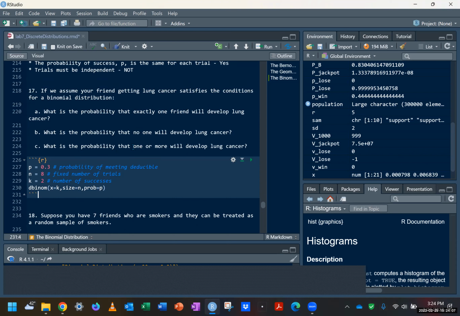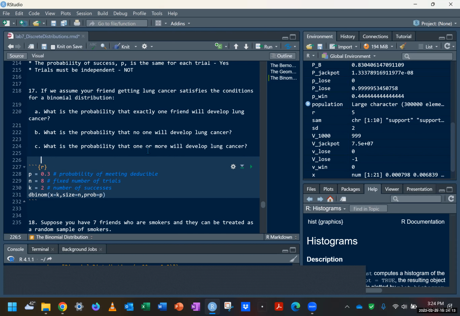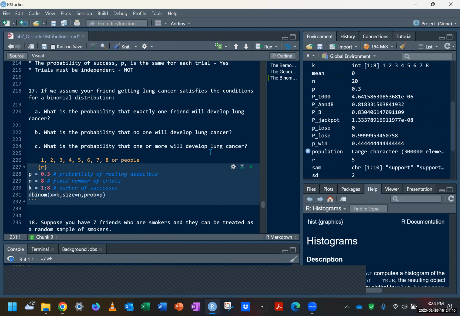So here we're looking at the probability that 1 or more will develop lung cancer. So that would be 1, 2, 3, 4, 5, 6, 7, 8 people. And these will be independent events. So we have to find out the probability of each of these 8 cases and add them up. It's going to be a lot of numbers. But if you wanted to be fancy, we're looking at successes being 1, 2, up to 8. So if I run this bit of code, look what K is. It says K is 1, 2, 3, 4, 5, 6, 7, 8. So this is called a vector.